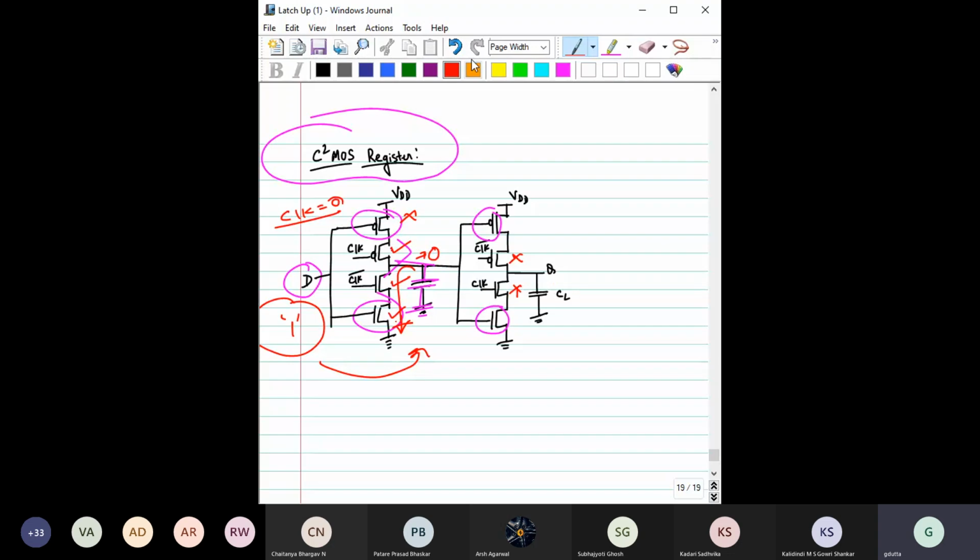Now see the other case, when the clock becomes equal to 1. So what will happen when the clock equals 1? This is the clock, not this one. So the clock is now 1, so this transistor is now off. What about this transistor? This is clock bar, so this is now off. So this capacitor is now isolated.